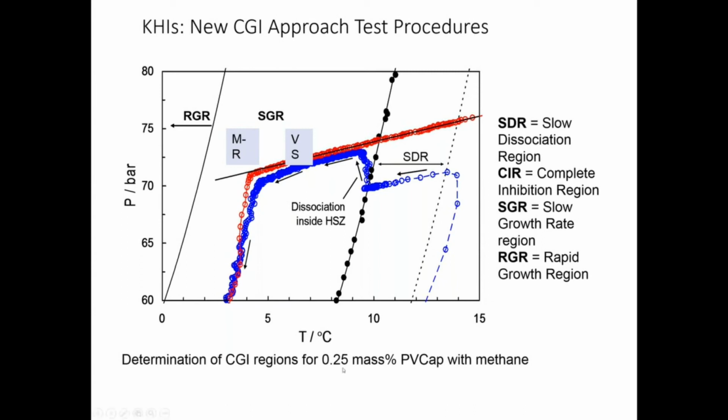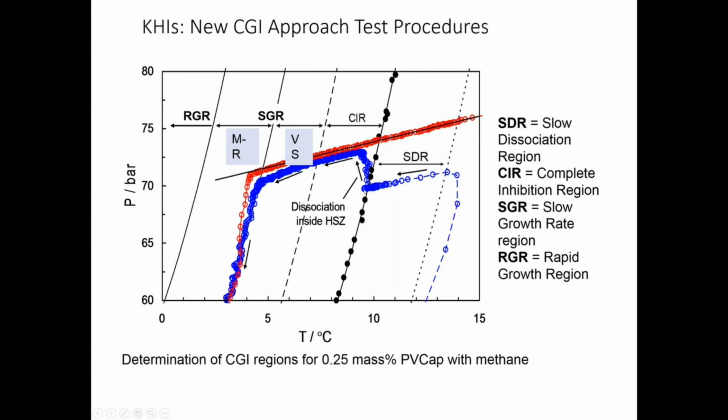And remember, the amount of inhibitor is very little, so it is ideal for offshore rigs where we don't have enough space for storage. We have done a lot more tests on it and found some regions, which we call the continuous inhibition region, a slow growth region, and a rapid growth region. We identified these regions, and also a slow dissociation region.